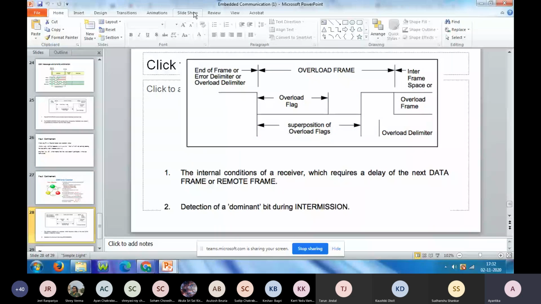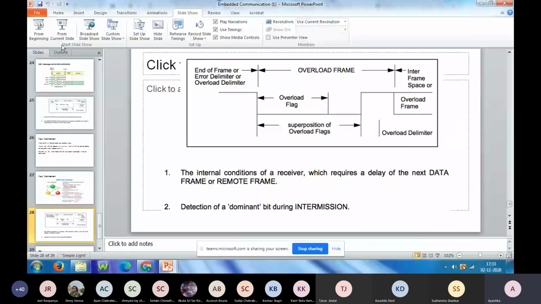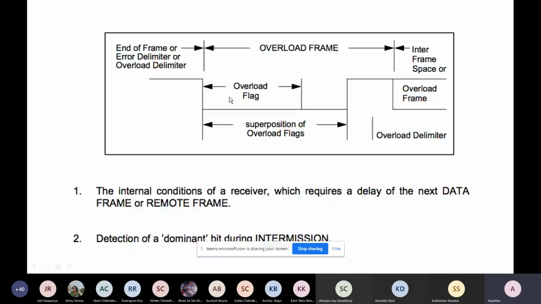So this is another type of frame, maybe the last type of frame we will discuss here. That is the overload frame.